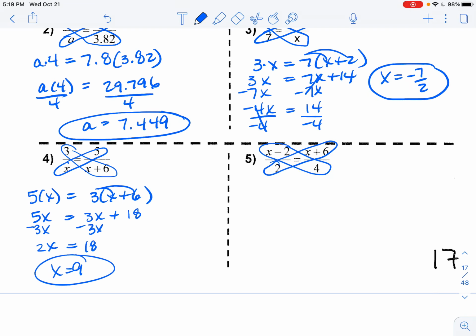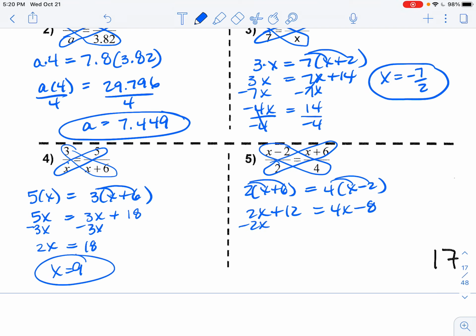And our last example, 2 times x plus 6. I want you to notice that it doesn't matter which fraction you put first. You can do the 2 times x plus 6 equals the 4 times x minus 2, or vice versa. Distribute, combine your like terms. And we're solving for x, so I subtracted 2x on both sides. That gives me 2x on the right. And I added 8 to both sides, and so that gives me 20. When I divide, x is equal to 10.